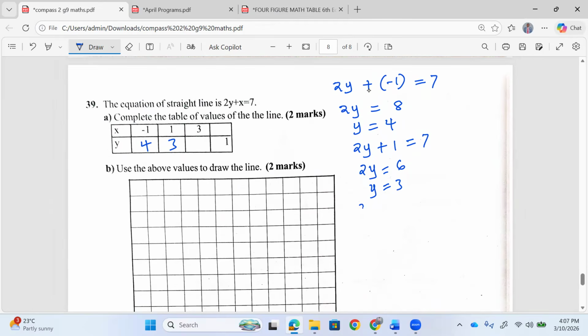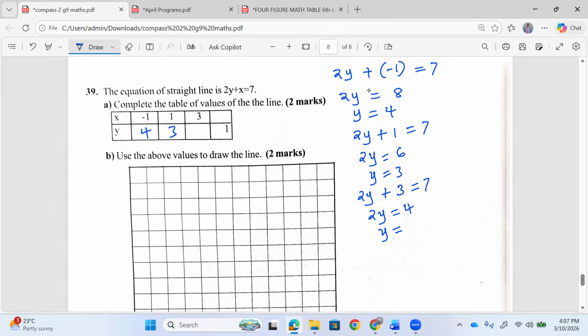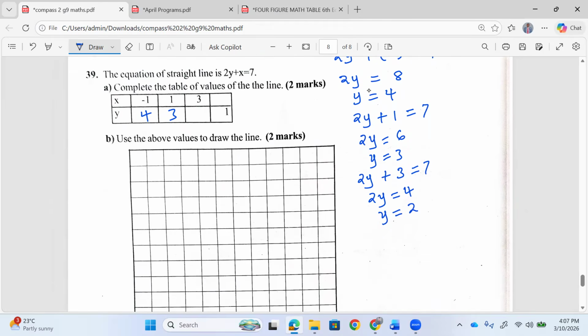2y plus the value of x is equal to 7. So 2y equals 2. You subtract 3, you get 4. So that you say the value of y equals 2. When you divide through by 2, you get 2. So this is exactly 2.